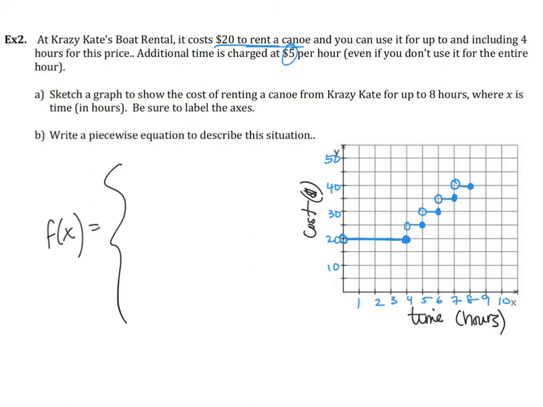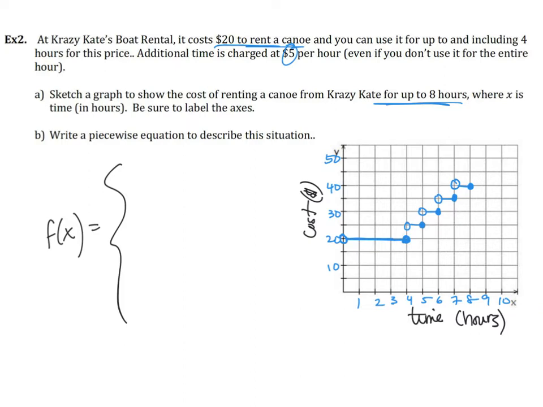It says we're going to rent the canoe from Crazy Kate for up to 8 hours. And so I have to stop here at 8 because that's what it tells me to do. This is a step function. Notice as well that we have an open circle on the left-hand side, closed on the right, because if we use the canoe for 4 hours, we're only paying 20 bucks. If we use it for exactly 5 hours, we're going to pay 25, etc., etc. So it has to be exclusive on one level and inclusive on the other. So it looks like this.